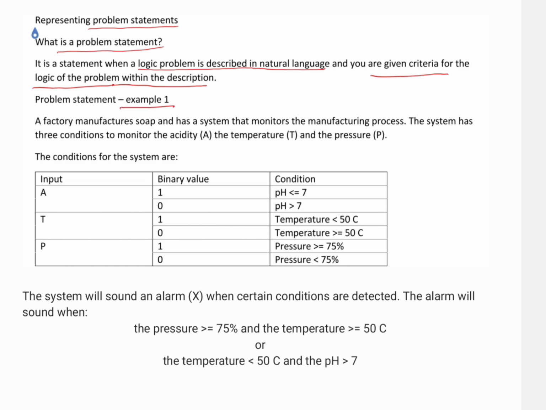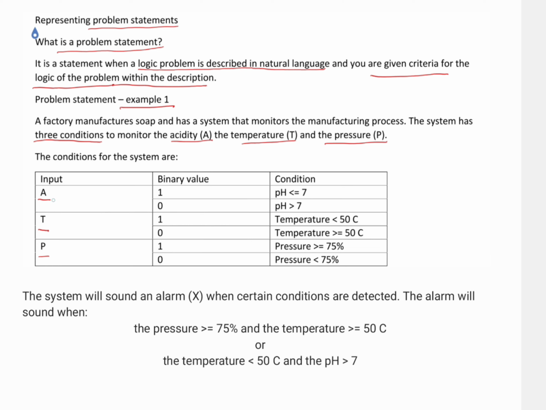We're going to use a few examples and this is our example 1. So it says a factory manufactures soap and has a system that monitors the manufacturing process. The system has 3 conditions to monitor: the acidity, the temperature and the pressure. The conditions are as below. So now there's this table that provides you the input. Since it says there are 3 conditions, there are 3 variables A, T and P. A represents the acidity, T represents the temperature and P represents the pressure.